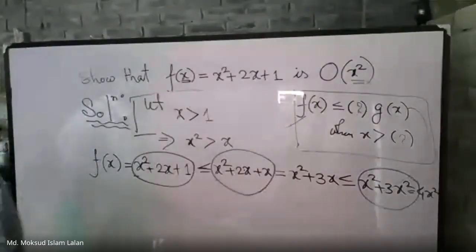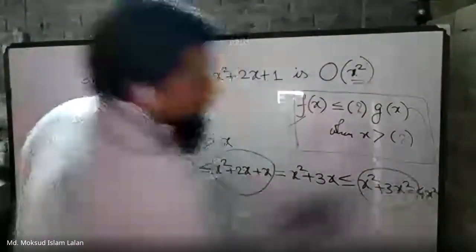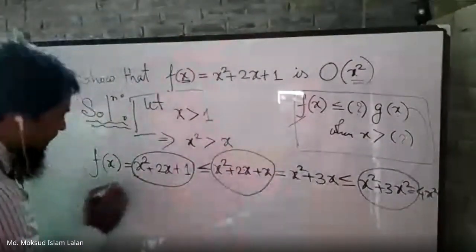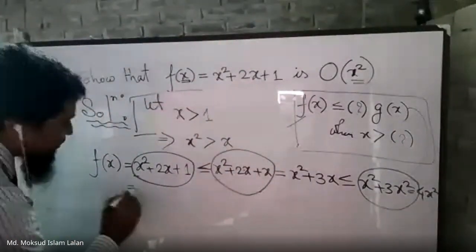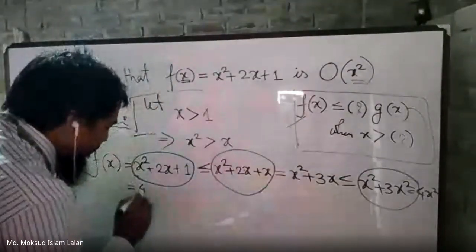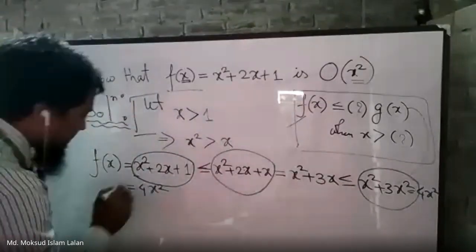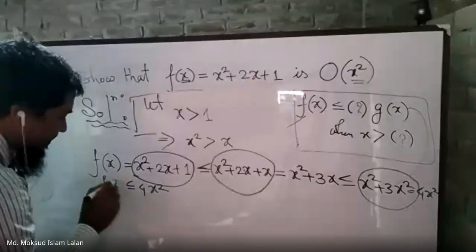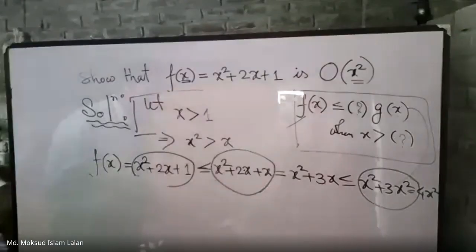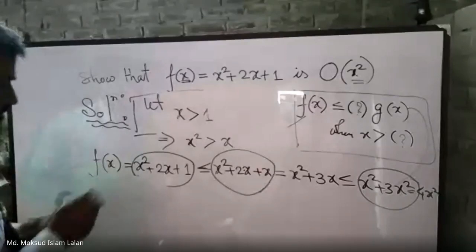Yes, sir. You can just write 4x square. So if you substitute here, if you write here 4x square, what is the relation? This is our relation, the less than relation. So here f of x, do you understand? What is the concluding line, dear student? This is the concluding line.